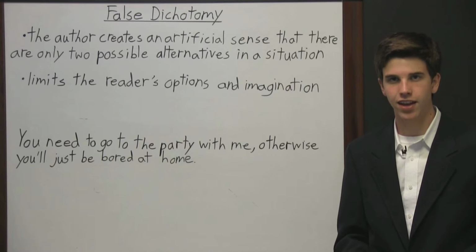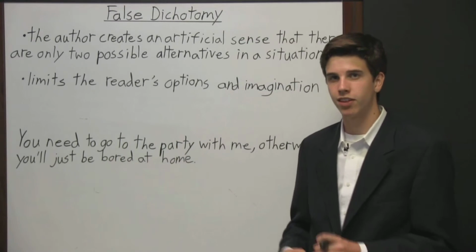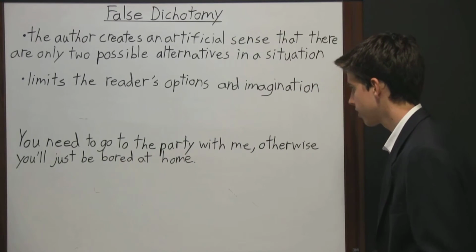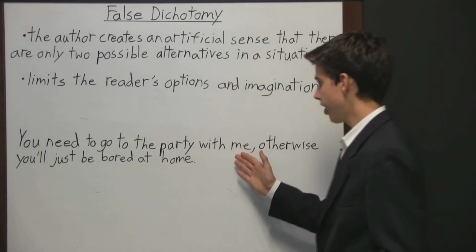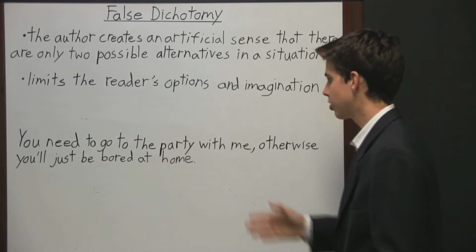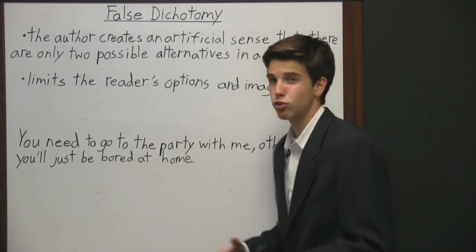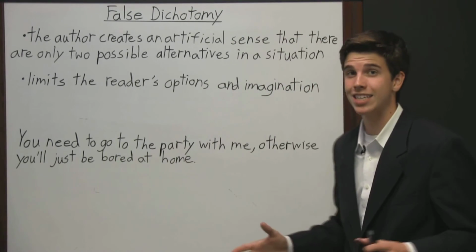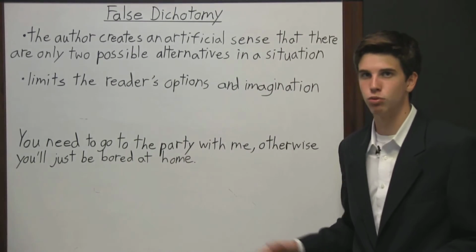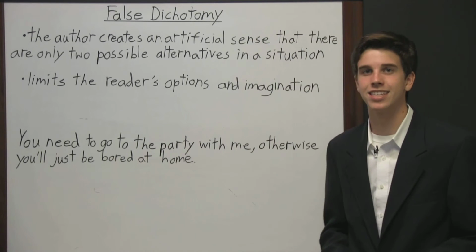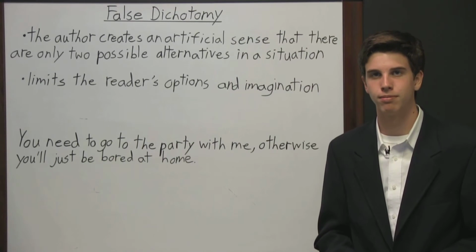And remember that I said the author wants to give the impression that their view is the only sensible one. And so here, the only sensible option looks like to go to the party, because who wants to be bored at home? Whereas really, there's many options, and there's many sensible options in this situation. So that's why this is an example of false dichotomy.